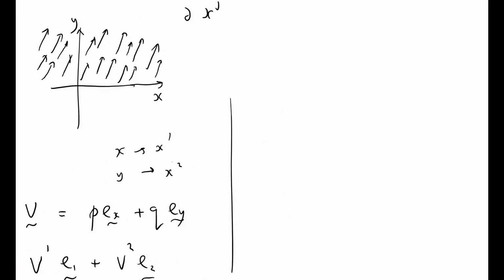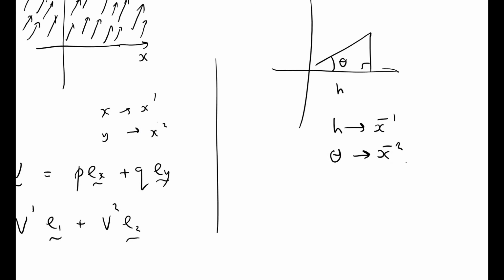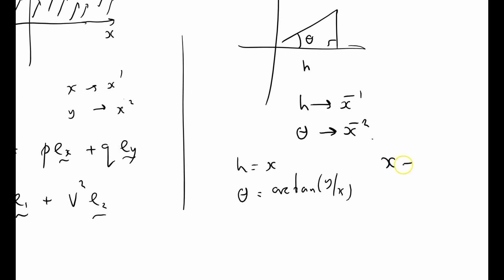Now, what happens when I start to think about it in terms of my h theta space? So that's my point, that's h, that's a right angle, that's theta. I've got h, which I'm going to call x bar 1, and I've got theta, which I'm going to call x bar 2. And what are my transformation rules? I know that h equals x, and I know that theta equals arctan of y over x. The inverse transformations are x equals h and y equals h tan theta.